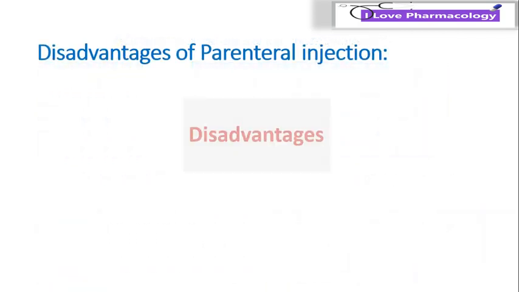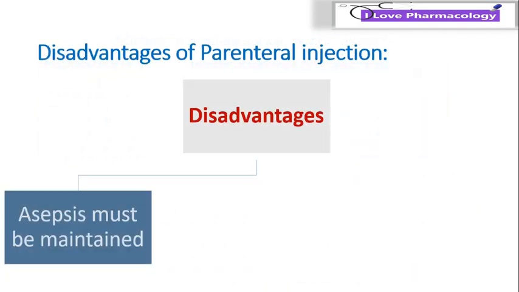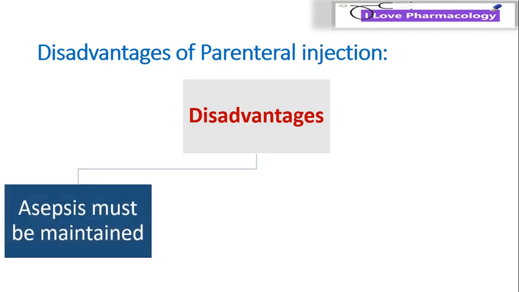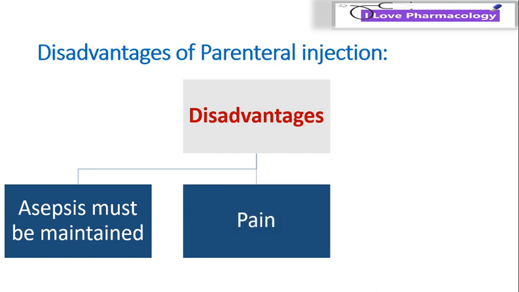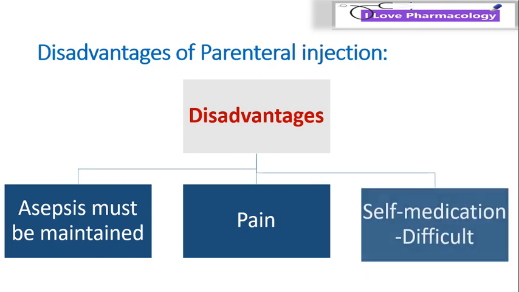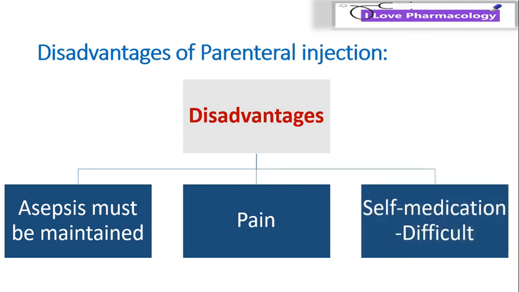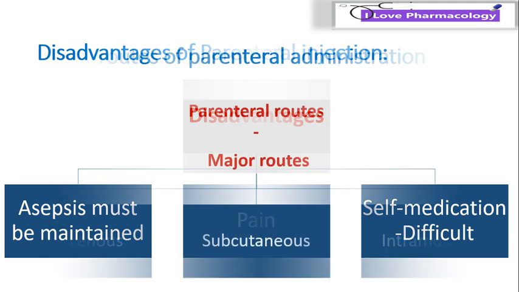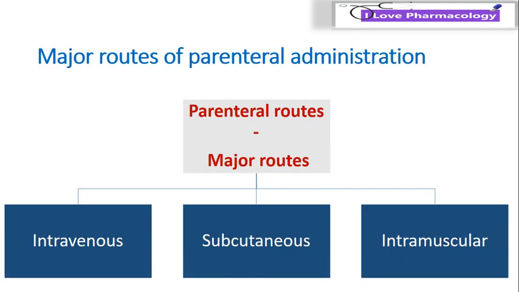Next, moving on to the disadvantages of parenteral injection. It requires aseptic precautions to be maintained. It can cause pain at the site of injection, and self-administration is difficult if the patient needs to administer this kind of drug on their own. The major routes of parenteral administration are intravenous, subcutaneous, and intramuscular.